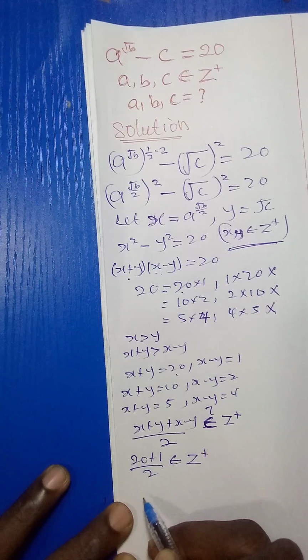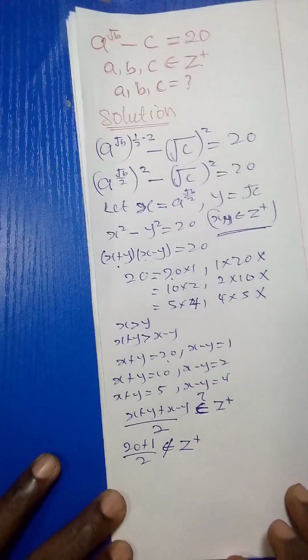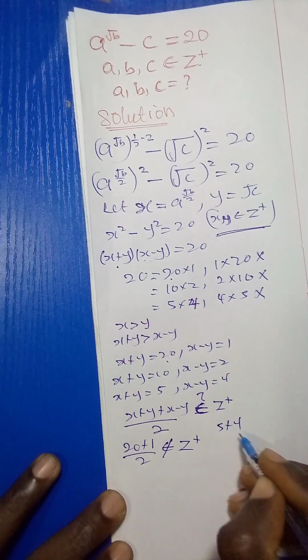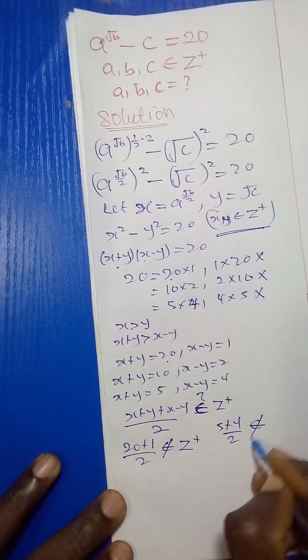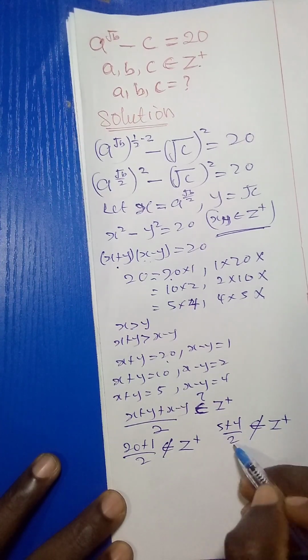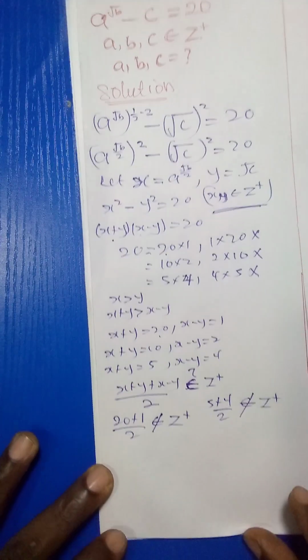20 plus 1 is 21 divided by 2, that is a rational number, so it does not belong to this set. Also, the same thing with this one. 5 plus 4 divided by 2 is not a member of the set of positive integers, because 5 plus 4 is 9, and 9 divided by 2 is also a rational number.